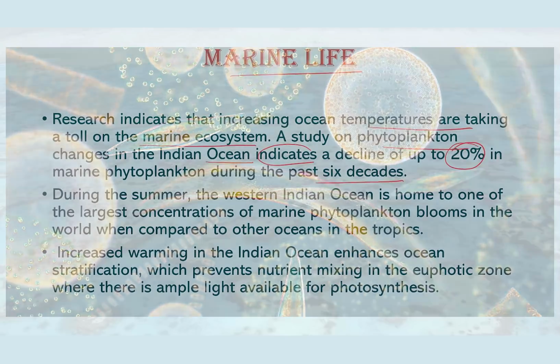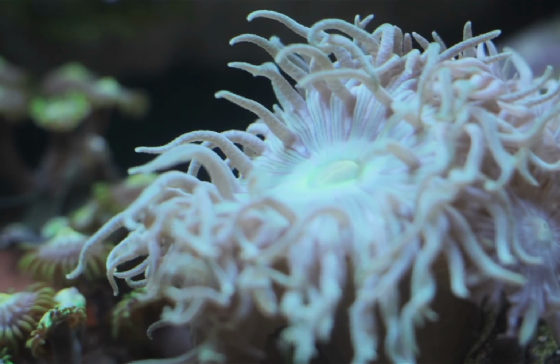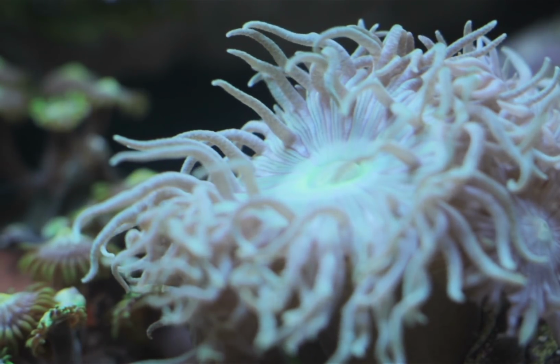During the summer, the Western Indian Ocean is home to one of the largest concentrations of marine phytoplankton blooms in the world when compared to other oceans in the tropics. So increased warming in the Indian Ocean enhances ocean stratification, which prevents nutrient mixing in the euphotic zone, where there is ample light available for photosynthesis. So all this is enhancing ocean acidification in return.